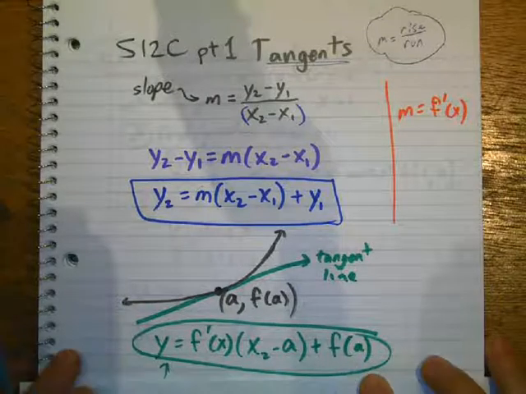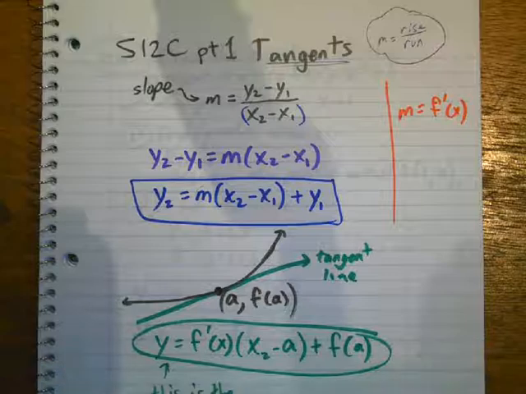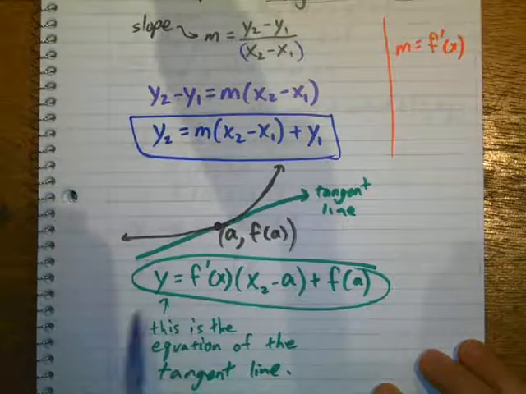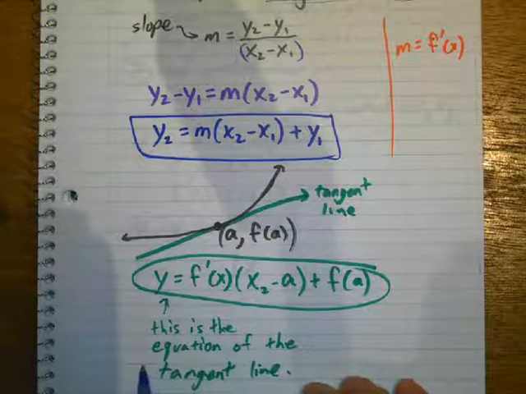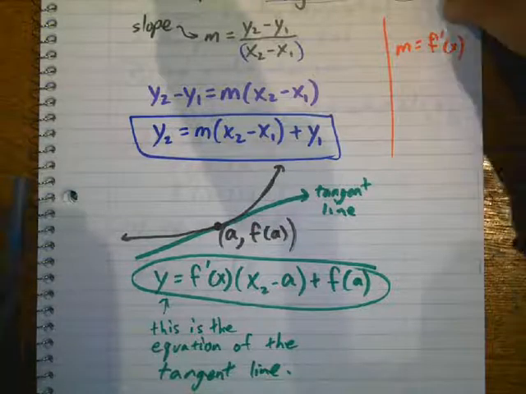You might want to hit pause and think about this for a second. So this gives us the equation of a tangent line, which is a straight line. As I said, you might want to pause and think about this for a minute.